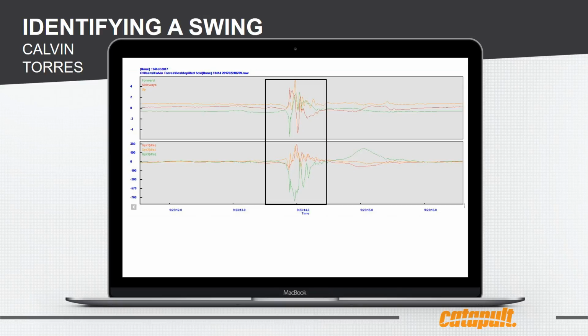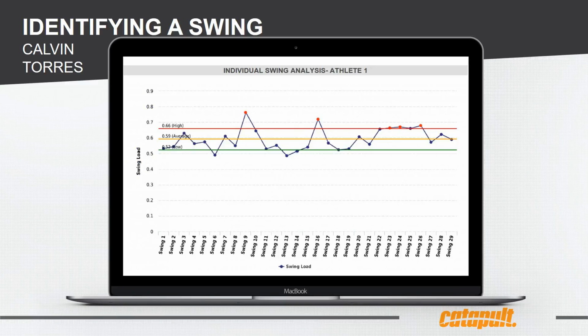Now we go into identifying a swing, and we're again looking at those 6 metrics where we're seeing not only forward, sideways, and up accelerometers, but we're getting that gyroscope and identifying the pattern just like we did with the pitch. Again, this isn't very useful in terms of feeding that information back to a coach. So what we're able to push out is something like this. It's very similar to the pitch graph. We're able to see the intensity per swing.